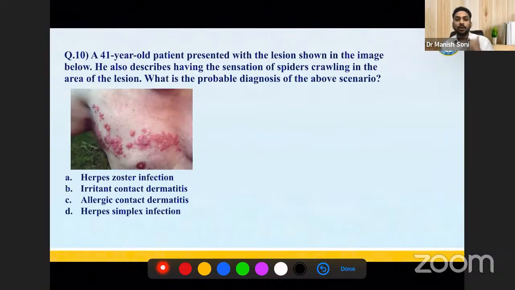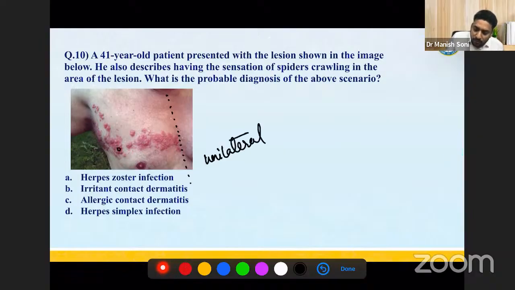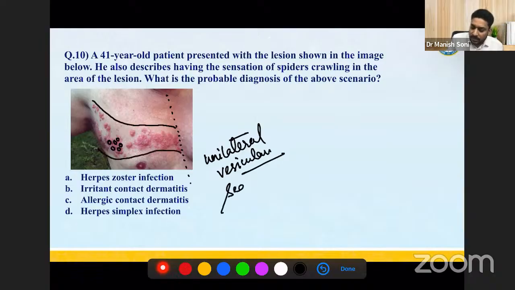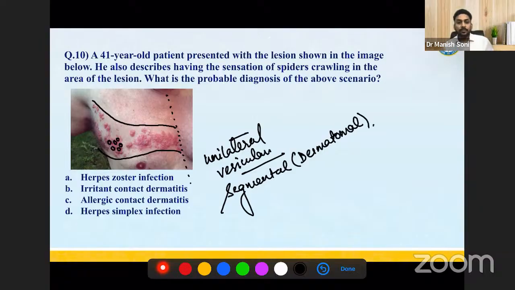Another repeat question, already asked in your screening exam. A 41-year-old patient presented with the lesion shown in the image below. What can you see in the lesion? You can see that the lesions are only on one side, that is, they are unilateral. They are small fluid-filled lesions, so they are vesicles. They are along a particular nerve segment, so they are segmental, that is dermatomal. That is, they are involving a dermatome.